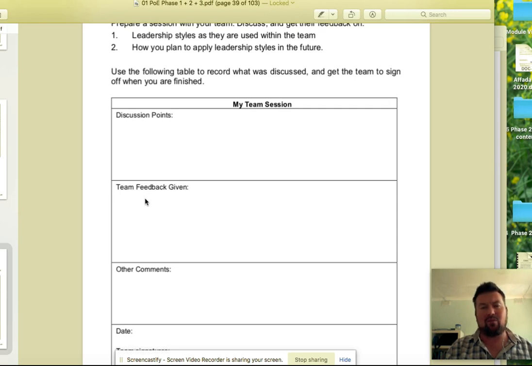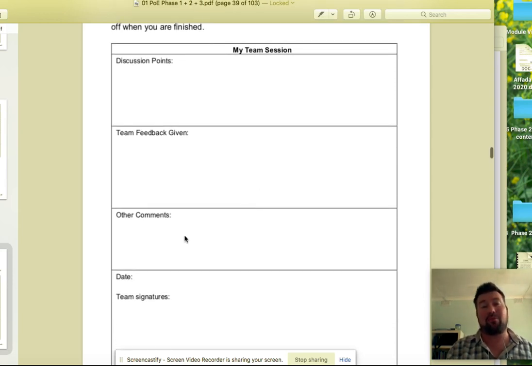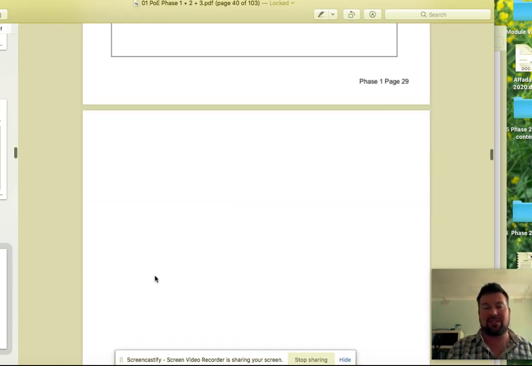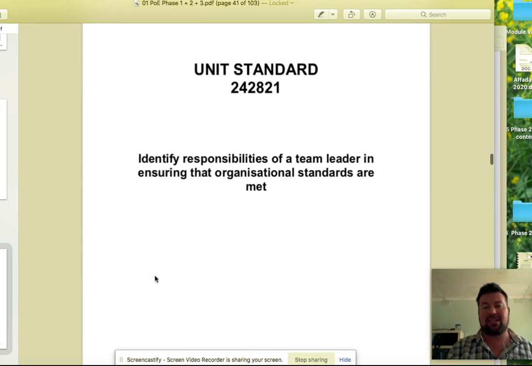Okay. Then, based on the discussion that you have, tell me about the team feedback. What did they say? What did they discuss? What were the things they wanted more information about? So, over here is where you record those details. Then, any other comments that might have come through in that discussion. At the bottom, when you do that discussion, you put a date down and you get your team to sign. Okay, then you will be competent for that section.